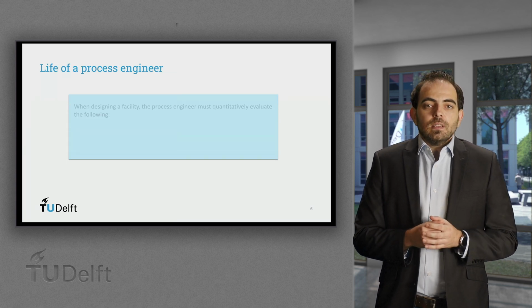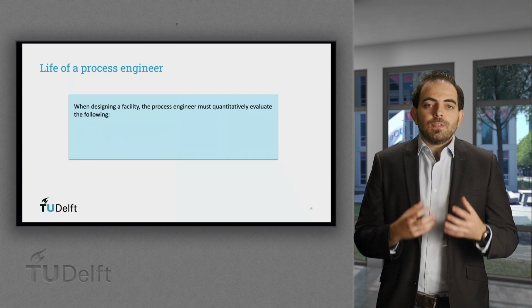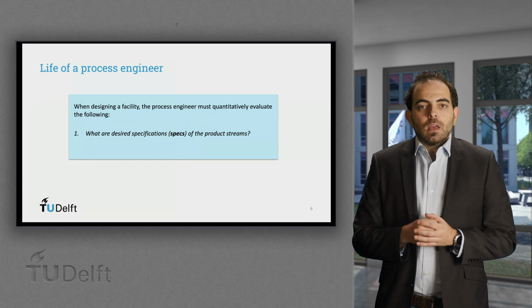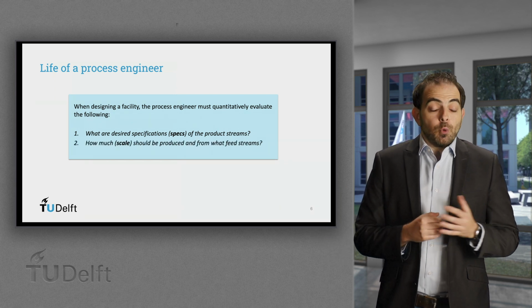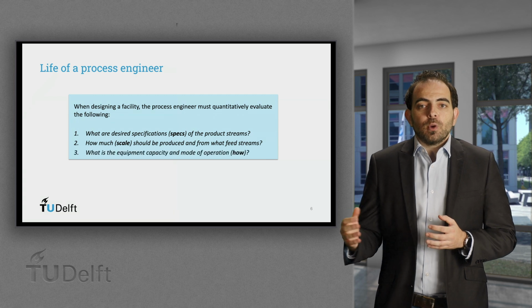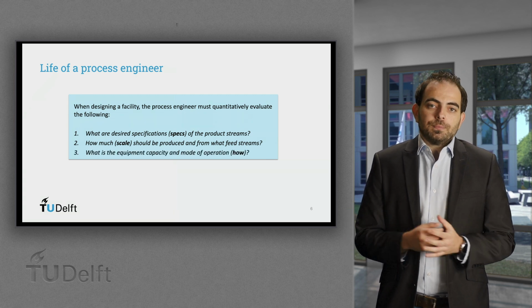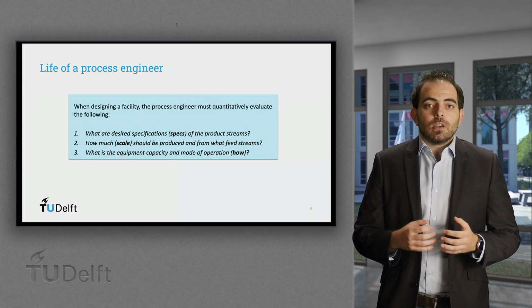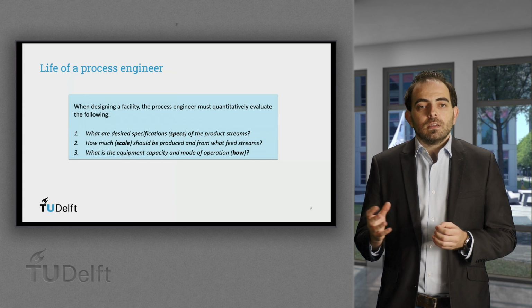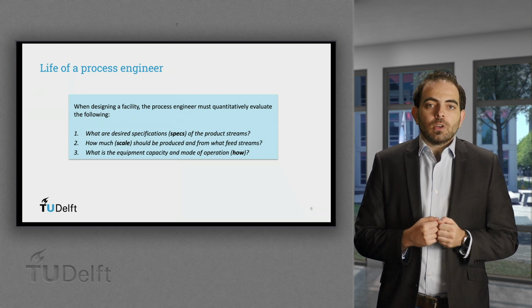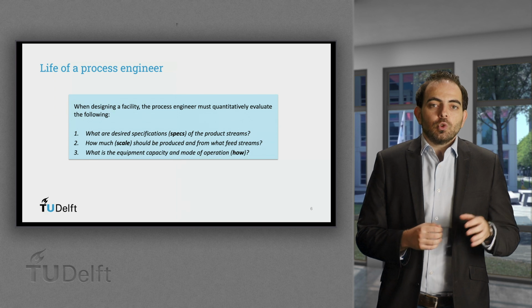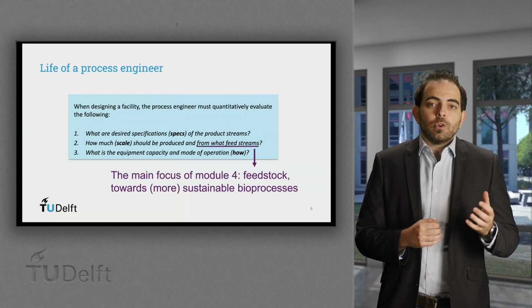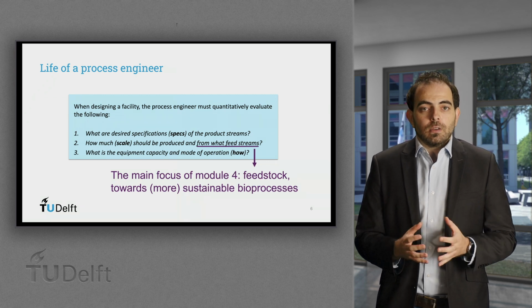When designing a facility, the process engineer must quantitatively evaluate the following. What are the specifications of the product streams? How much should we produce and from which feedstock? And what is the equipment capacity and its mode of operation? Weeks 2 and 3 on fermentation and downstream processing discussed the specs, the scale, and the how. Week 5 will talk about conceptual process design more in depth, together with techno-economic and sustainability assessment. And the main focus of week 4 is on feedstock.